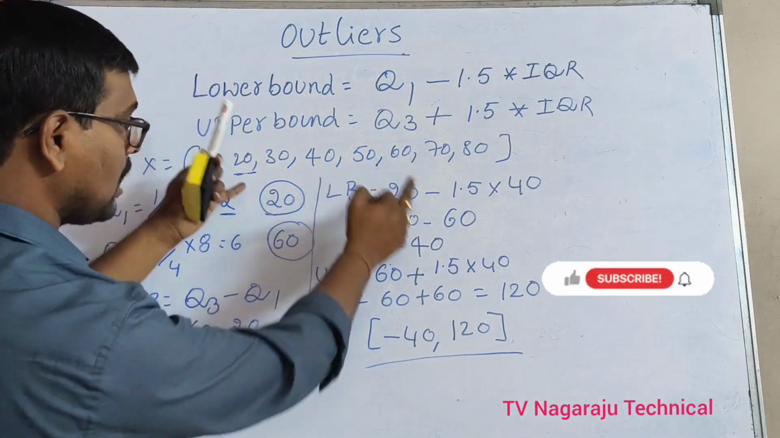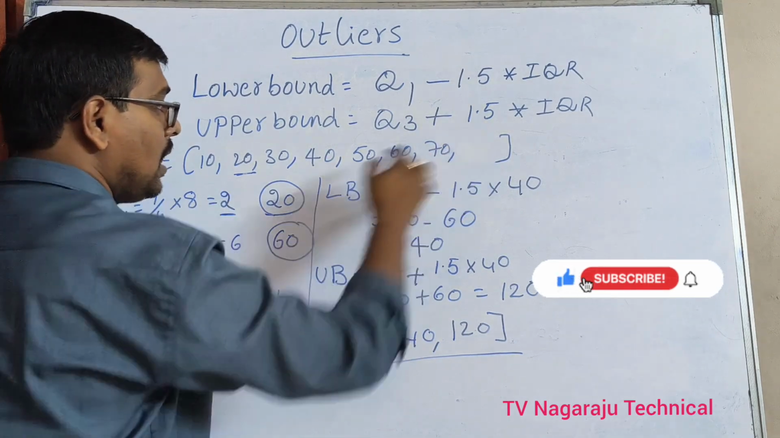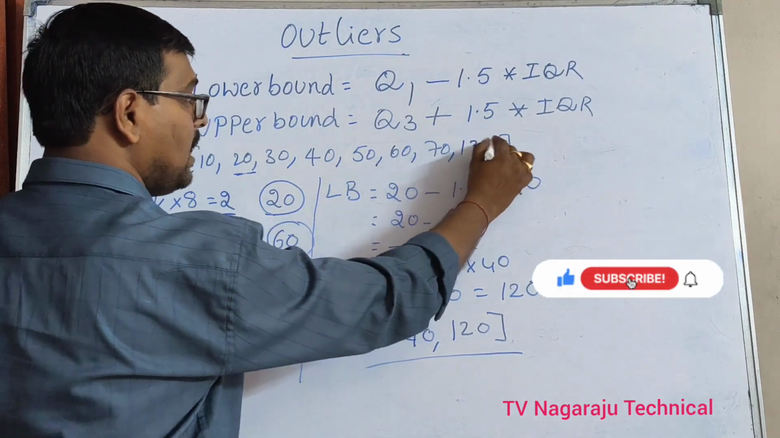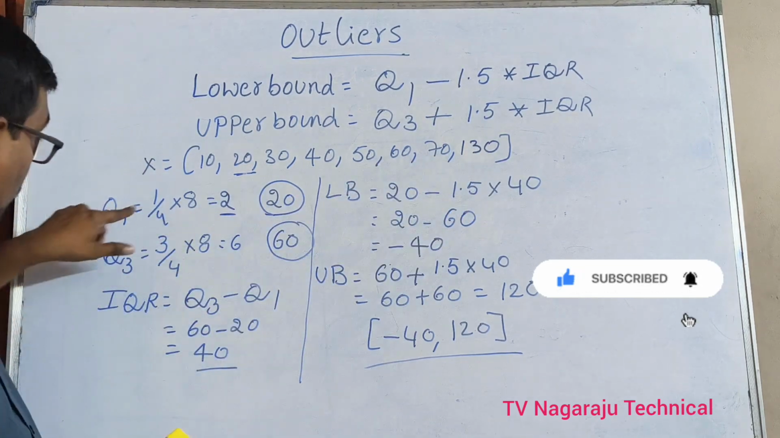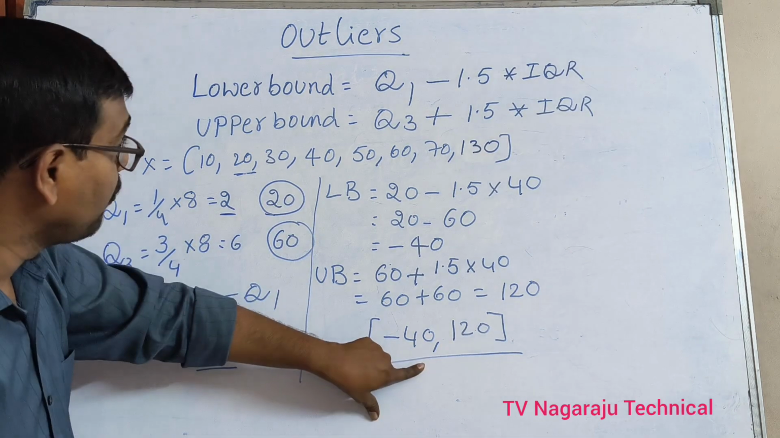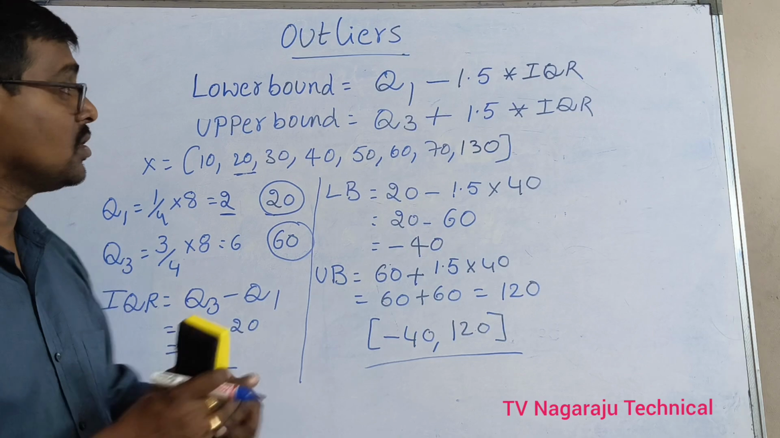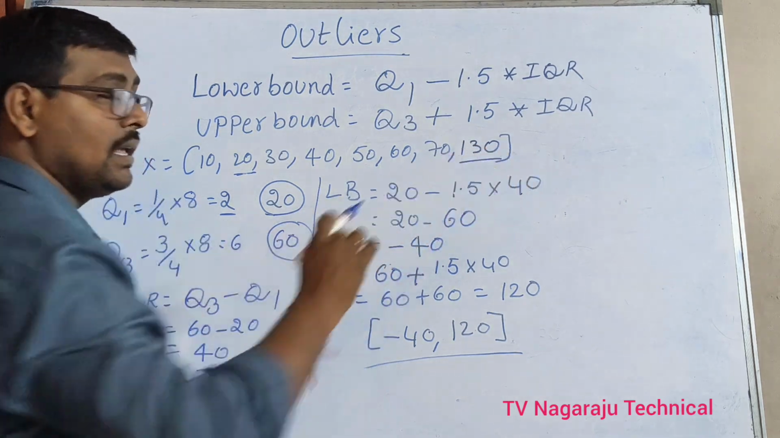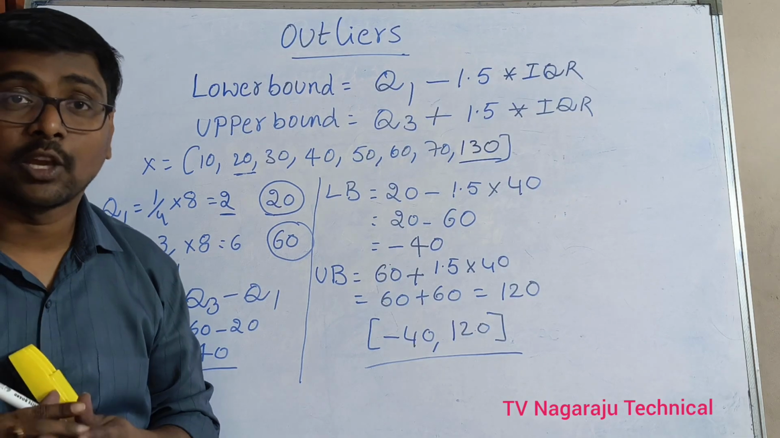Anyway, for our example, there is no outlier. Assume here instead of 80, 130 is there. Even though we changed 80 to 130, there is no change in Q1, Q3, IQR, lower bound and upper bound. Now if you observe, 130 is outside the range. So 130 is an outlier. Simply remove it from the data set to get accurate results.